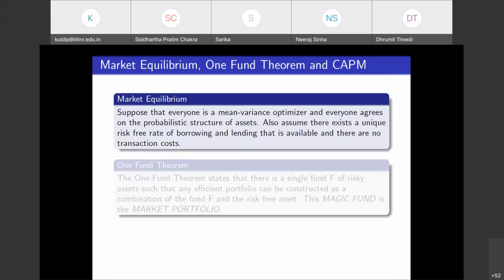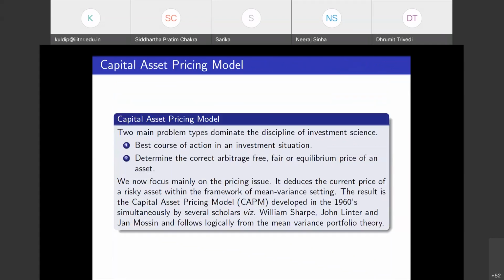The next thing that I want to talk about is the capital asset pricing model. In the case of the capital asset pricing model, there are two main problems which dominate this discipline. First, what is the best course of action in an investment situation, which is what you have already done, and then the determination of the correct arbitrage fair or equilibrium price, something which you must have done with Professor Karandikar. So we will now mainly focus on the capital asset pricing model.